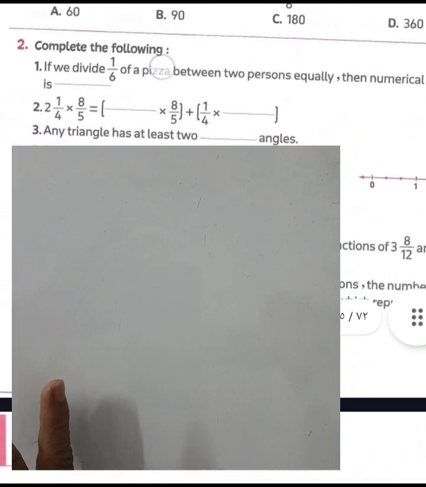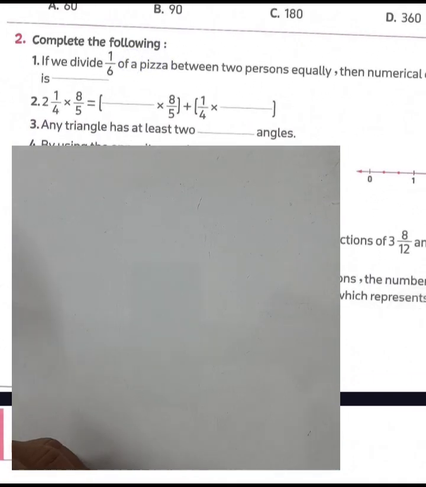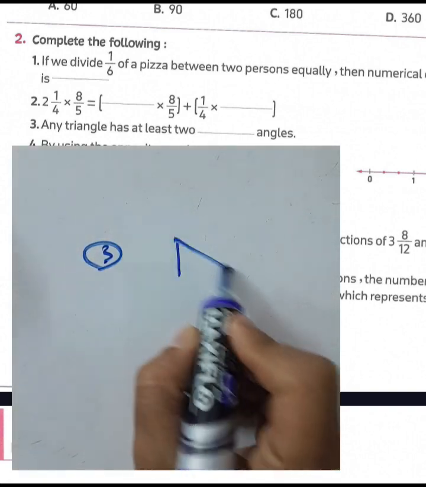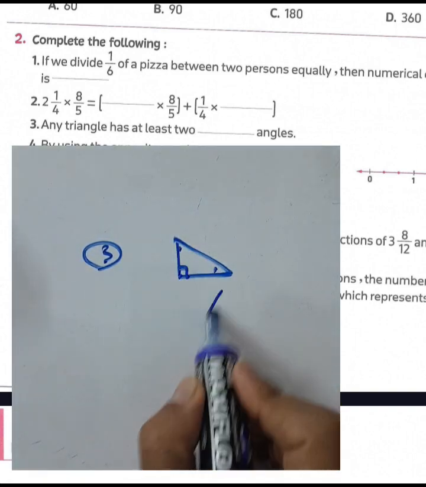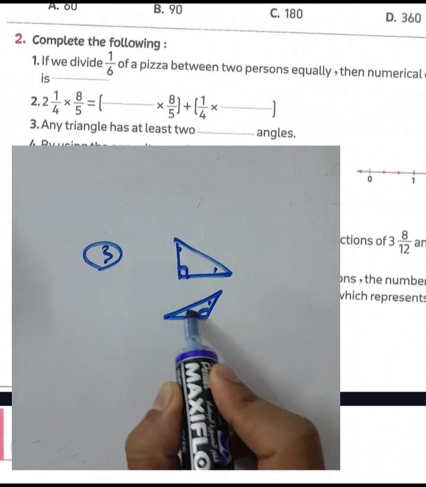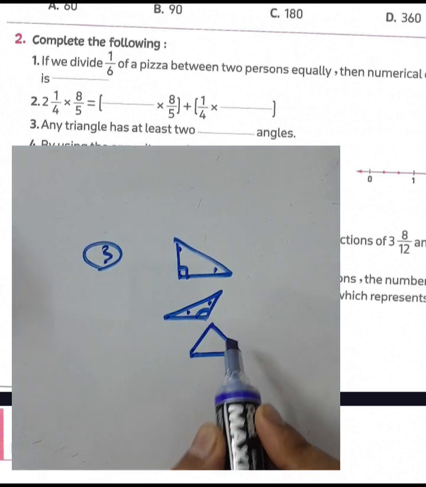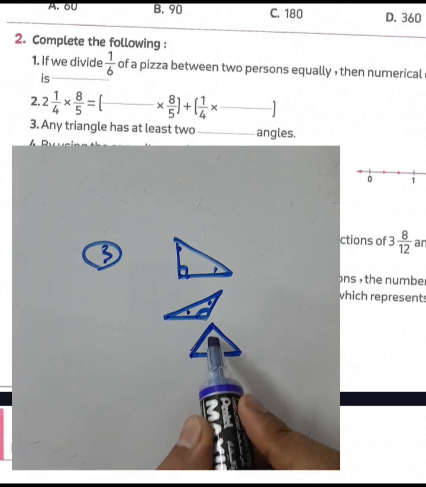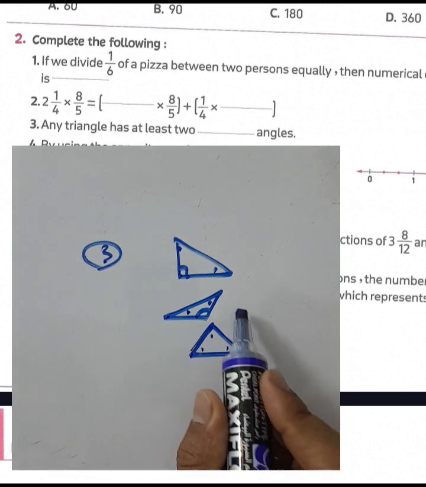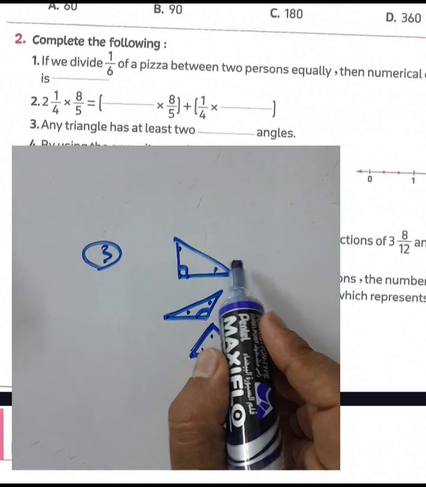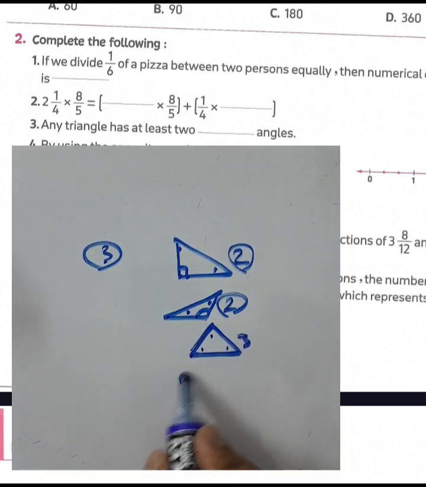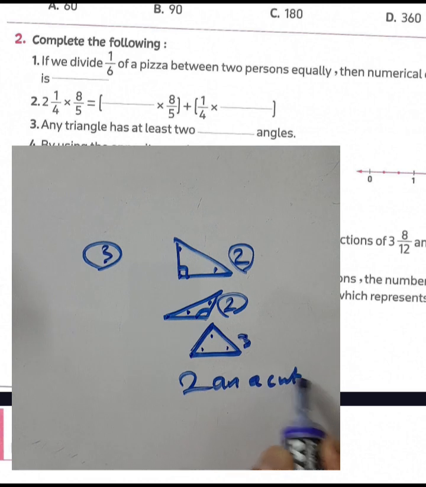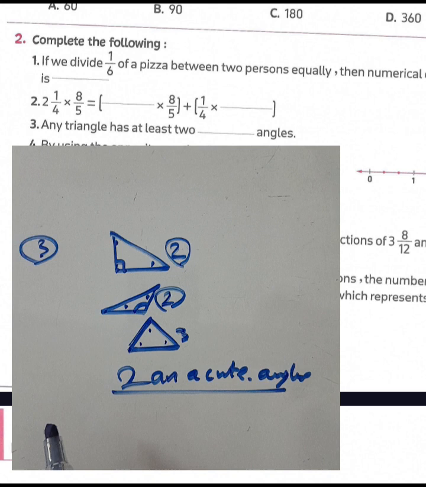Next example, number 3. Any triangle has at least 2 acute angles. In a right angle triangle we have 2 acute angles. In an obtuse triangle we have 2 acute angles. In an acute angle triangle we have 3 acute angles. Then we have here 3 acute angles, here 2 acute angles, and here 2 acute angles. Then at least we have 2 acute angles. In each triangle we have at least 2 acute angles.